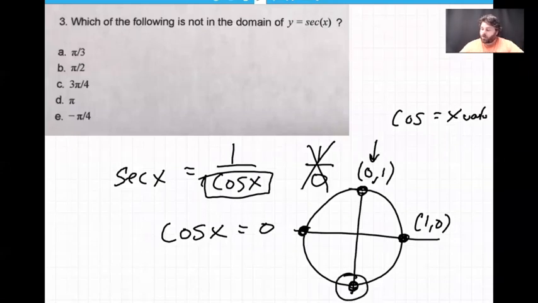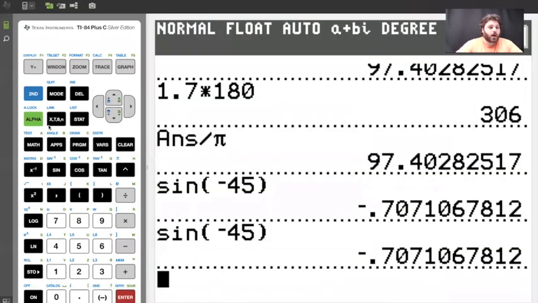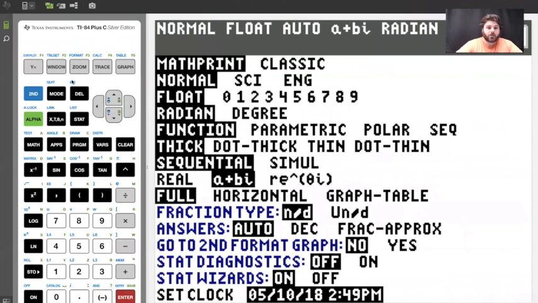Well, that could be here or here, right? Because this is (0, -1). So either at pi over 2 or 3 pi over 2, neither of those would be in the domain. So in this case, we don't see 3 pi over 2, but pi over 2 is listed. So there you go. Now, alternately, we could make sure we're in radian mode, right? Because we're dealing with pi's, we're dealing with radians.